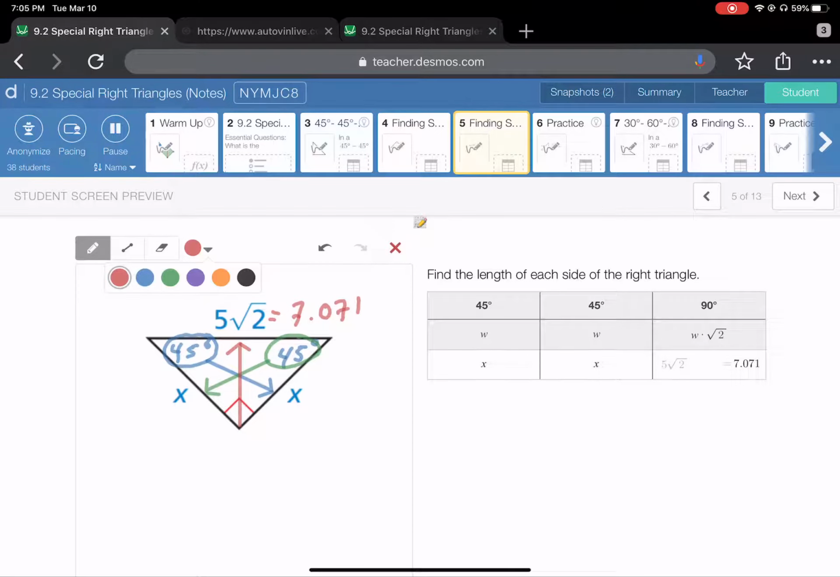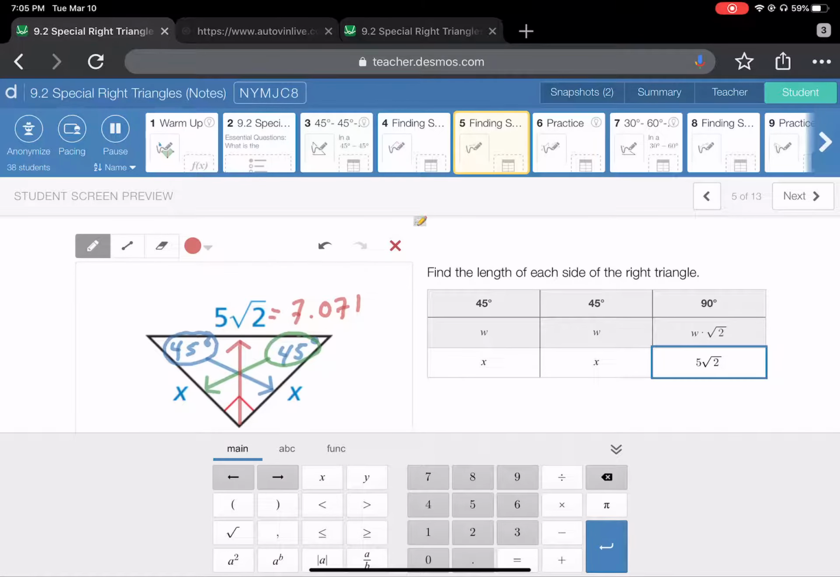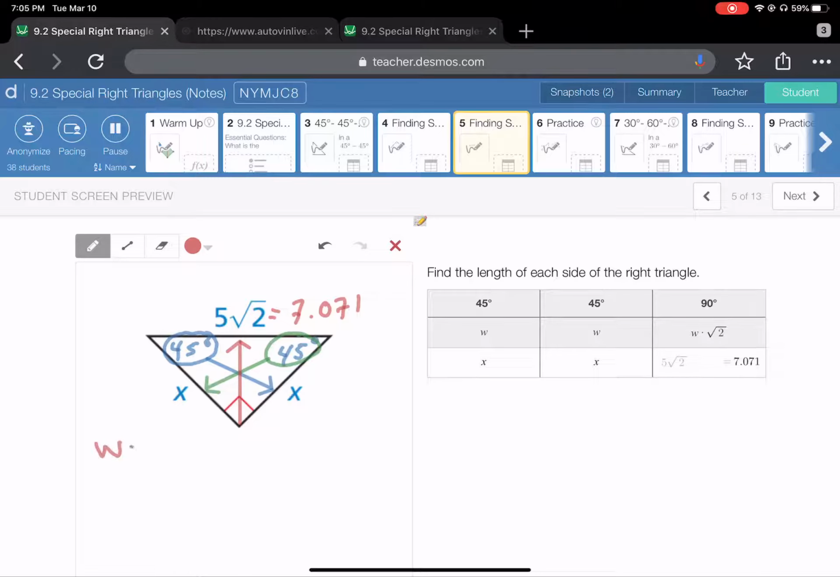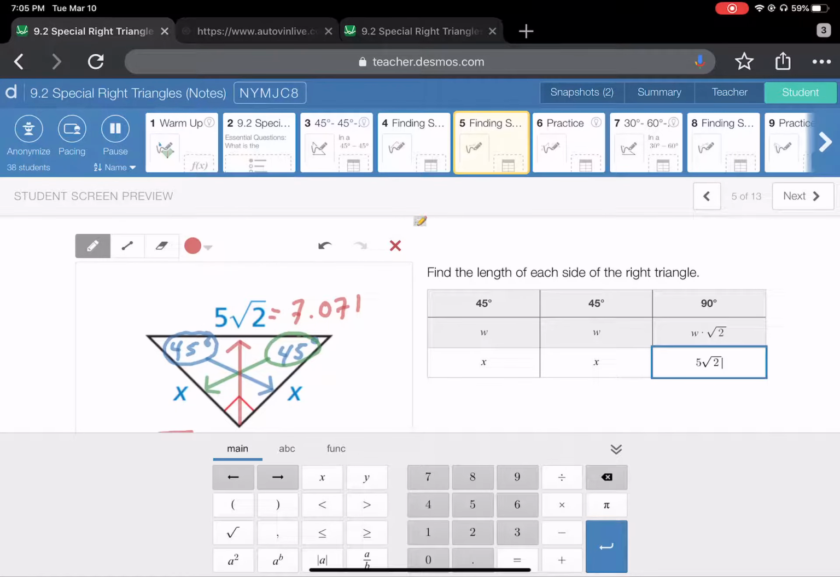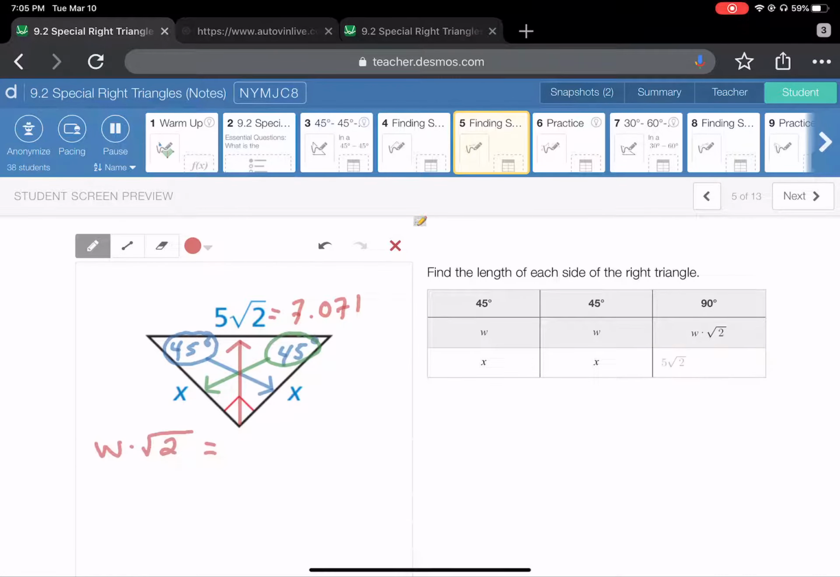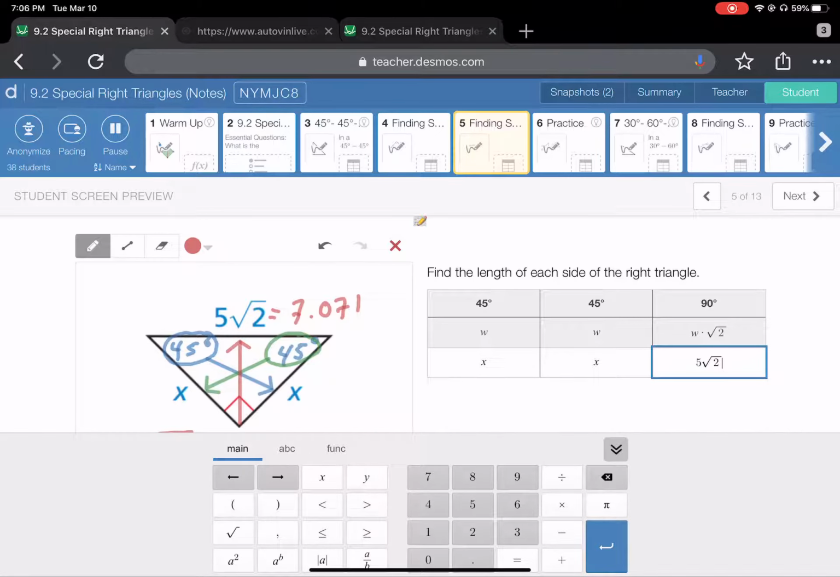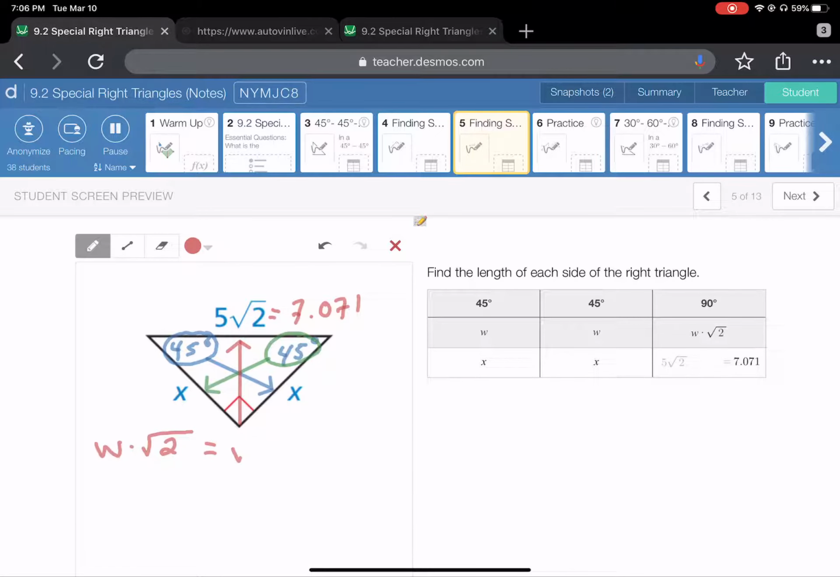I'm going to set an equation using what I filled out in the table over here, just how it is. So I have w times the square root of 2 is equal to, what is that actually equal to? I'm not going to write 7.07, I'm just going to keep that 5 radical 2, so that we can see that this is evident. If we have a square root of 2 and a square root of 2, and we have w and w, it's clear to us that w is equal to 5.